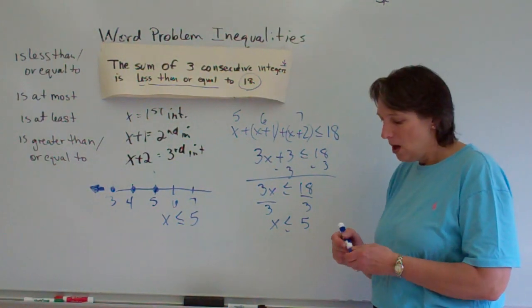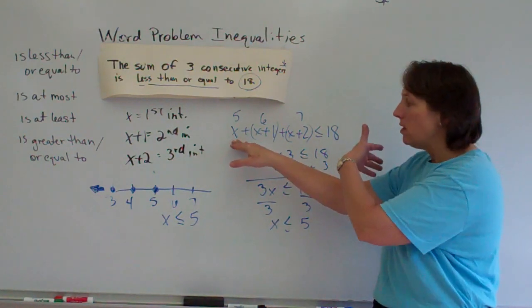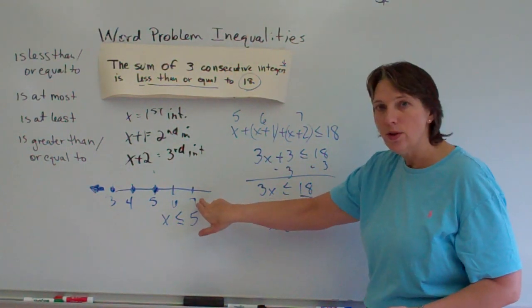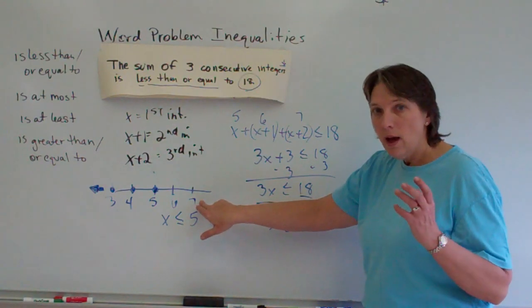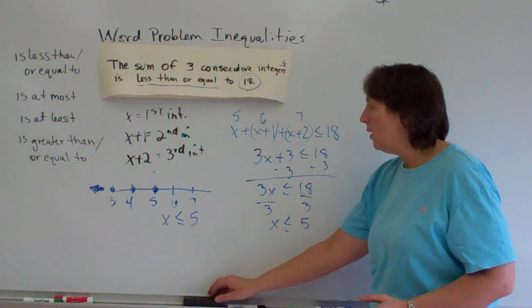Okay? Remember, we're defining the value of x. It's okay that it's 6 plus 7. That's not part of the solution. 5 is the highest integer that x can be.